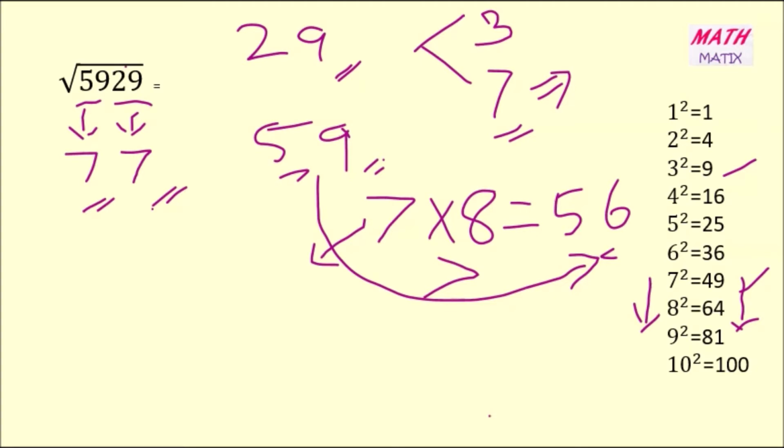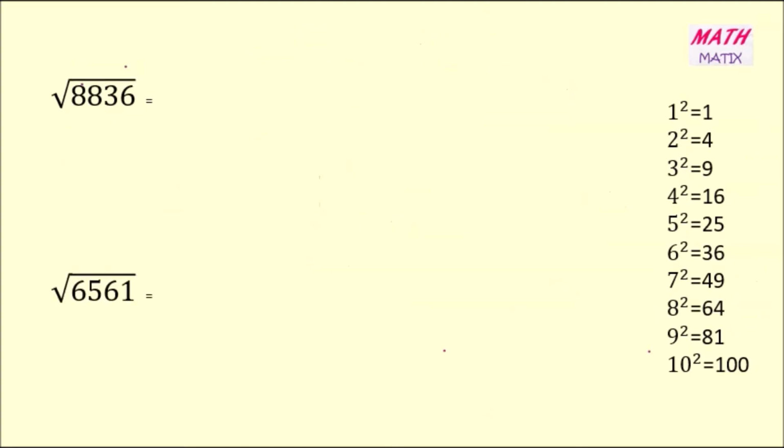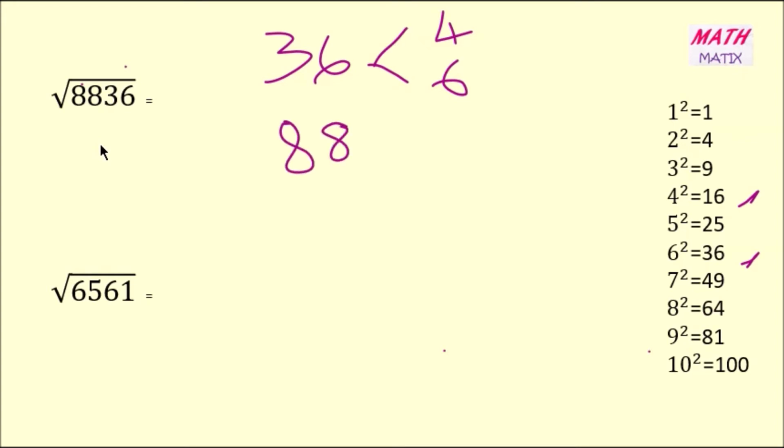Next, we will go into another example, square root of 8836. Same method, write 36 here. Now which numbers are ending in 6? That is 4 square is 16 and then 6 square is 36. So I will write 4 and 6 and keep it aside. That is the first step. And second step, taking the second pair, that is 88. 88 is falling between 9 and 10. So I will write 9 here. So the smallest number, that is 9, and then multiply it by the consecutive number 10, which will give you 90.